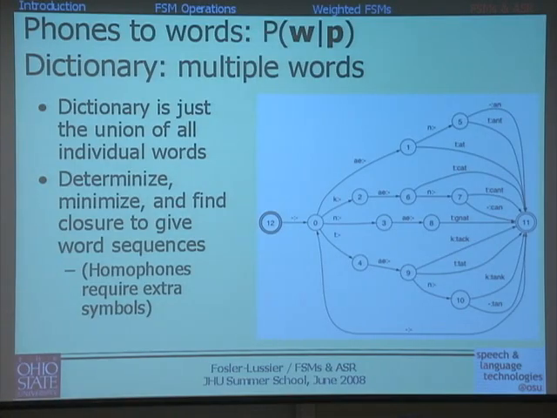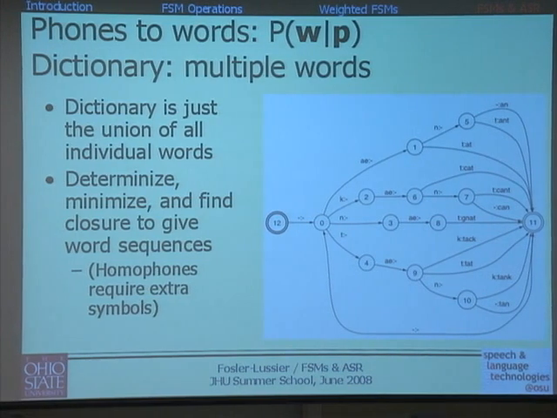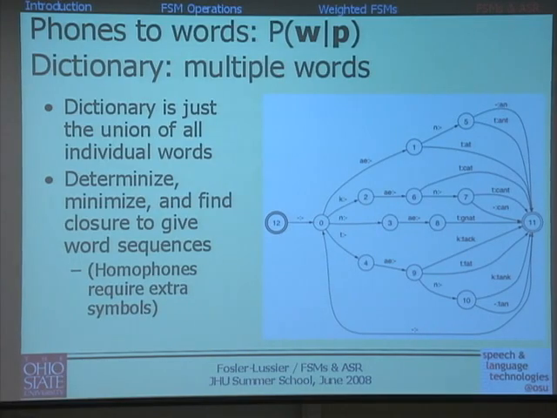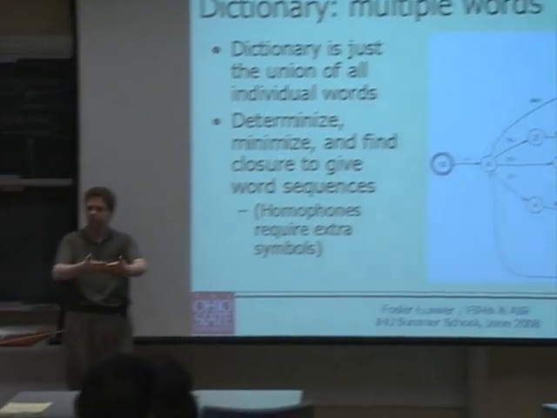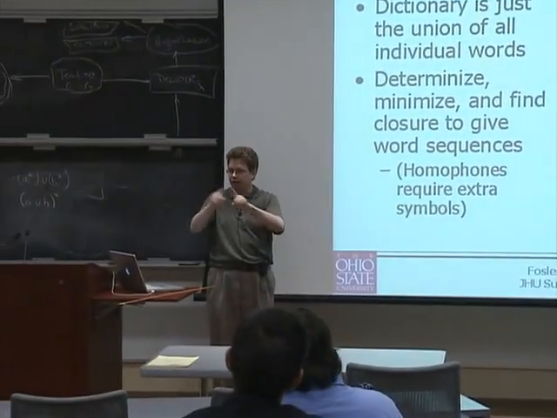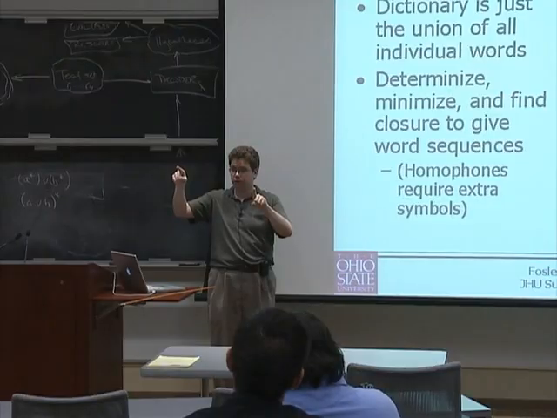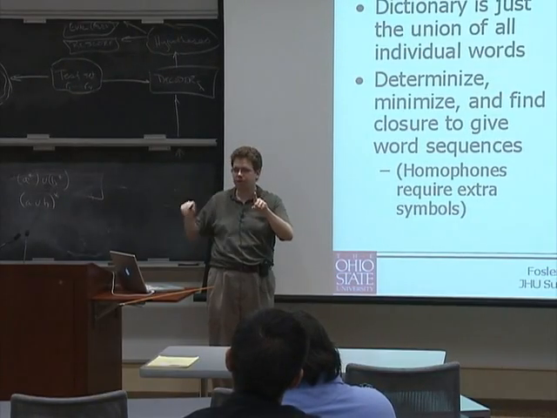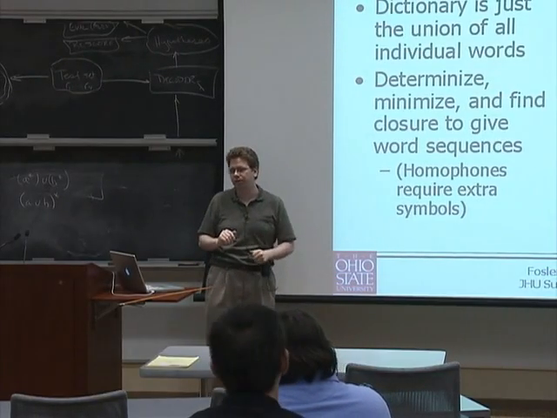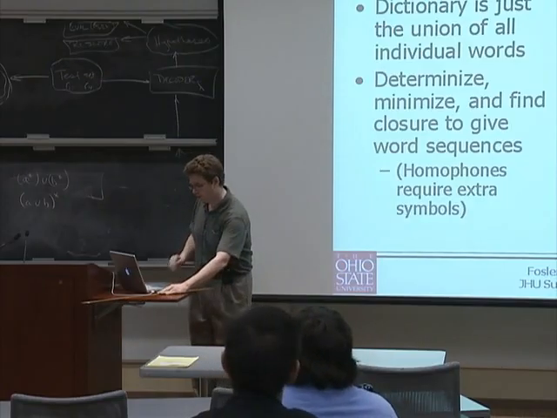If you're really going to get serious with this, you need to do homophones. The idea is that you imagine you have read and read, like the plant, versus reading from a book. You can't actually determinize that because they share the same input symbols, so you actually have to add some auxiliary symbols to make it all come out nice if you want to do this determinization stuff.